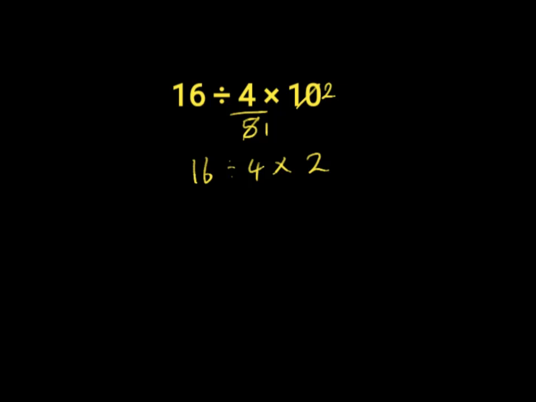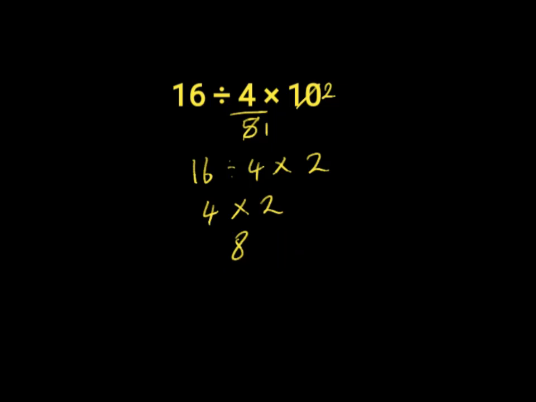16 divided by 4 will give us 4. Then we have 4 times 2. 4 times 2 will give us 8. 8 is the wrong answer to this question because according to the order of operation, division and multiplication have equal priorities. So we are going to work from our left to our right.